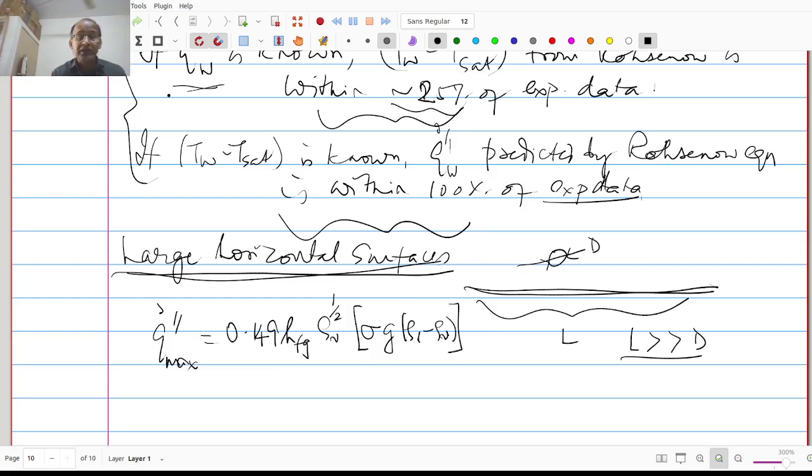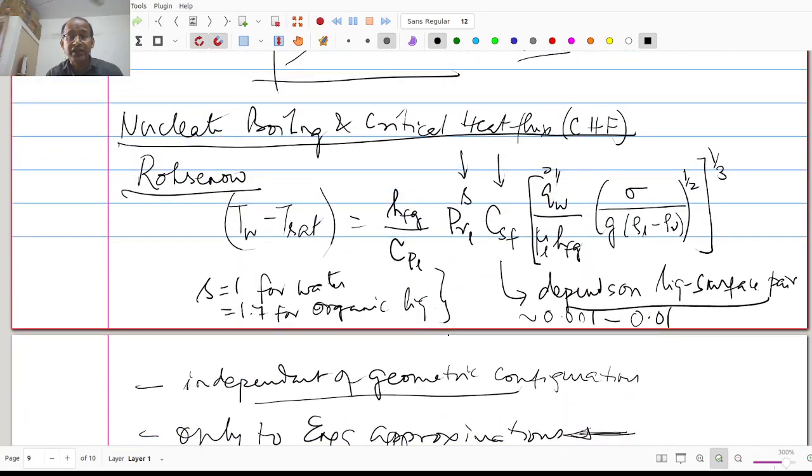Okay, so in this basically you need to recognize the symbols that are there. HFG, of course, is the latent heat of vaporization of the liquid at that pressure and temperature, and CPL is the specific heat of the liquid, PRL is the Prandtl number of the liquid, Q dot is the heat flux at the wall, mu L is the viscosity of the liquid, again HFG is the latent heat of vaporization, sigma is the surface tension coefficient, G is acceleration due to gravity, and rho L minus rho V is the density difference between the liquid and vapor.